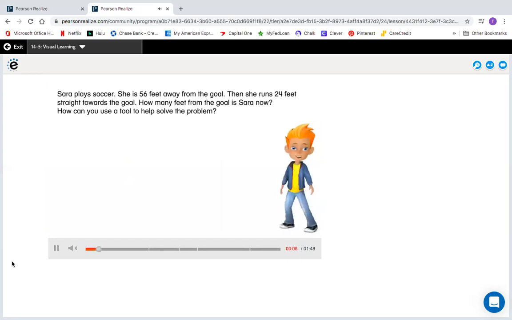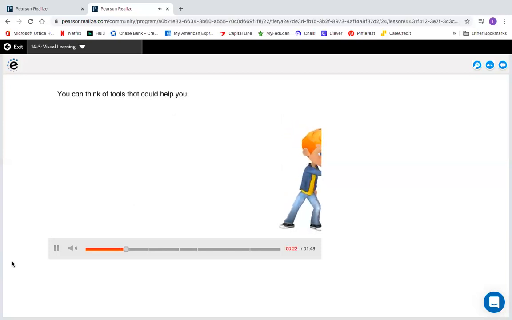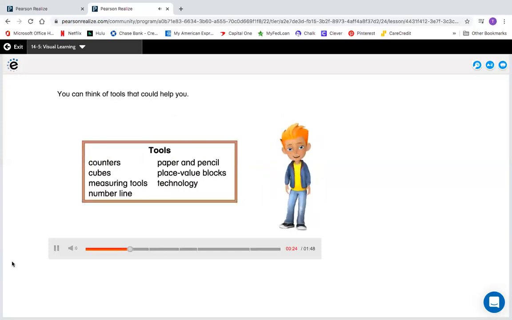Sarah plays soccer. She is 56 feet away from the goal. Then she runs 24 feet straight towards the goal. How many feet from the goal is Sarah now? How can you use a tool to help solve the problem? You can think of tools that could help you. Then you can choose the best tool to use.